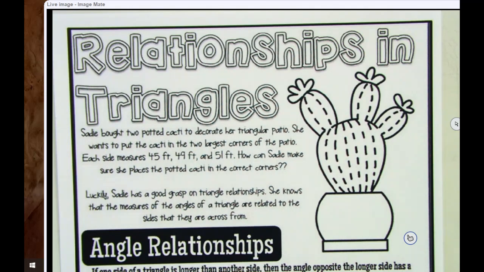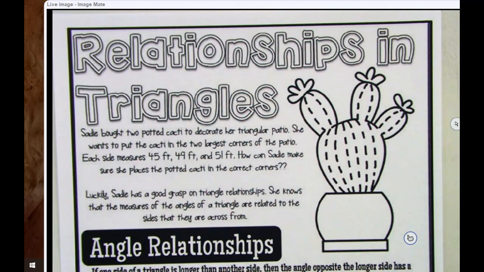That's why that's mine. Relationships in triangles. We're talking about the way the sides and the angles relate to each other. So this isn't when we did side, angle, side, side, side, side, angle, and angle, angle, side. This is the way that angles and sides relate to each other. I can grab my glasses.